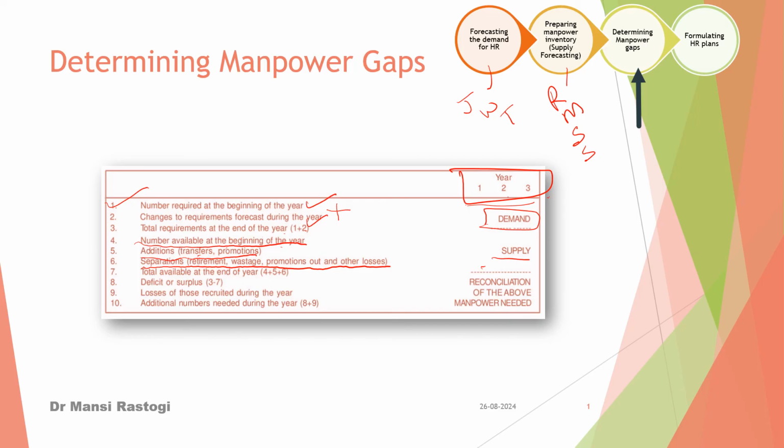So that would be the supply. Then total available at the end of the year would be 4, 5 and 6. Then when we subtract the supply from the demand, we are going to know whether there would be a deficit or a surplus, that is 3 minus 7. So 3 minus 7 would be the reconciliation. Then losses of those recruited during the year of the above, and the additional numbers needed during the year, that is 8 plus 9. So reconciliation of the above manpower needed.